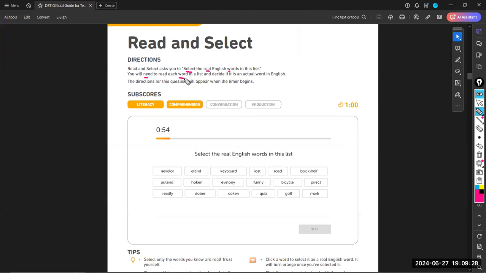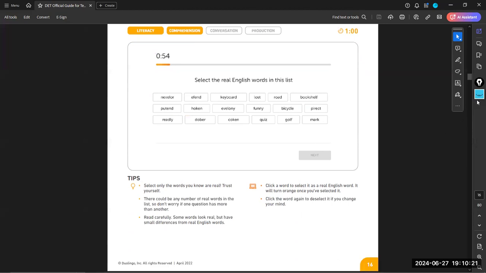You will need to read each word. Absolutely, you have to read everything in the list and decide if they are actual real words in English or maybe not. The directions for this question will appear when the timer begins. This is the timer. Exactly. You have only 1 minute to finish, not the whole module, only the practice. So you notice the instructions say you have to select the real English words in this list. These are the words that you have to read, and you have to select the real words. Then you have to press next. You have only 1 minute to do so.